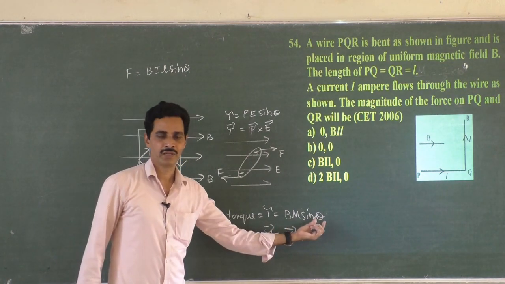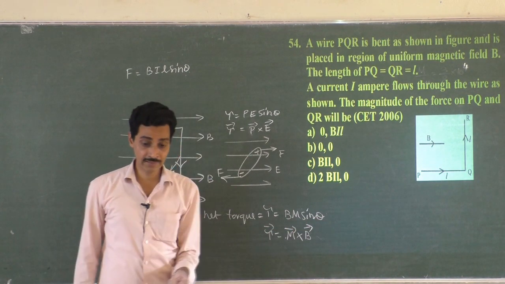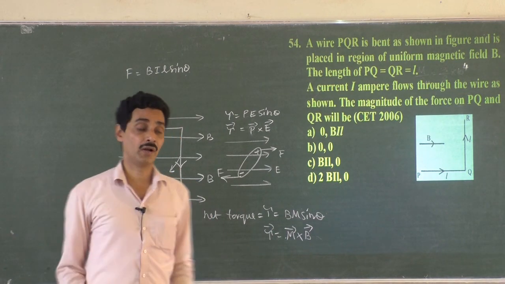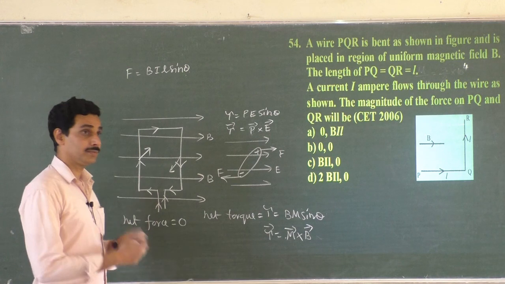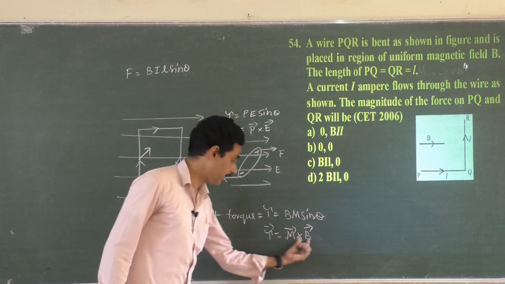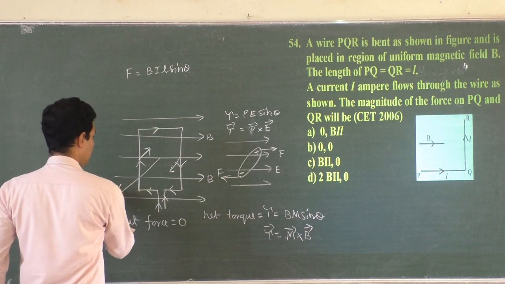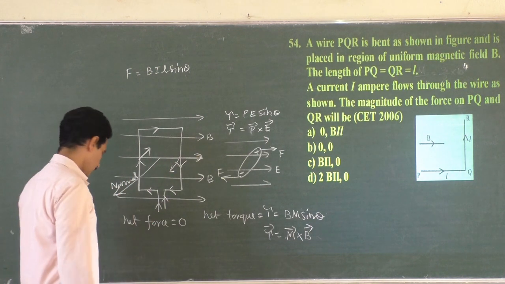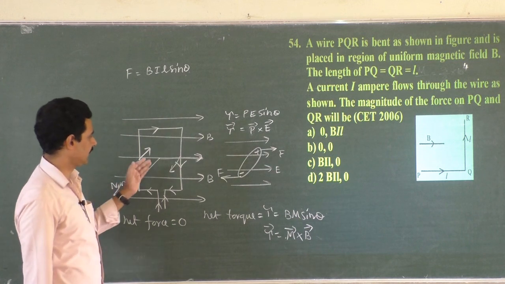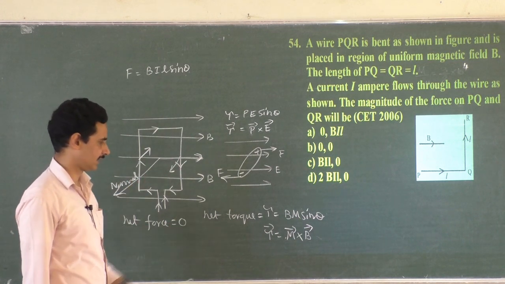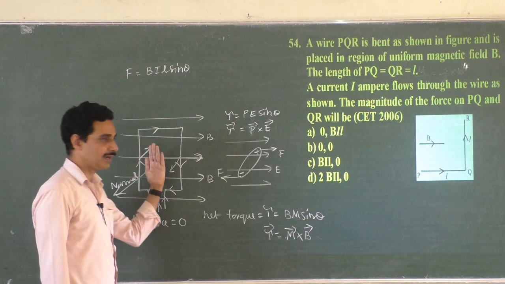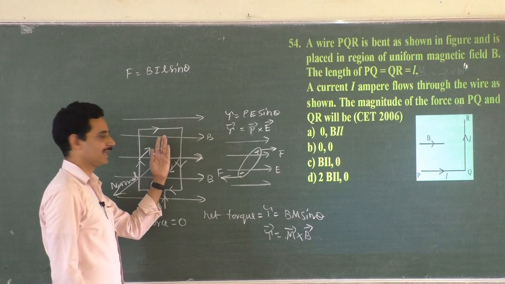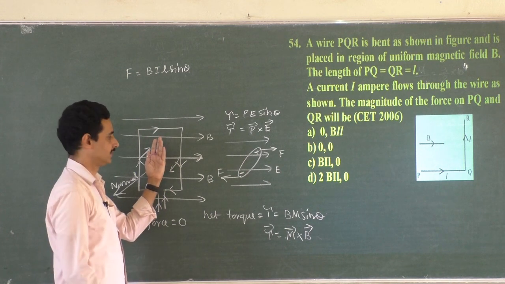Now, when does a dipole or a current loop experience maximum torque? When theta is 90 degrees. Remember, here theta is the angle between the magnetic field and the normal to the coil, because magnetic moment is normal to the coil. It is the angle between M and B. So, you have to assume a normal to the coil and the magnetic field. This has to be considered. So, the angle between the normal to the coil and the magnetic field is theta. So, when the coil is parallel to the magnetic field, and the normal is making an angle of 90 degrees, torque is highest.